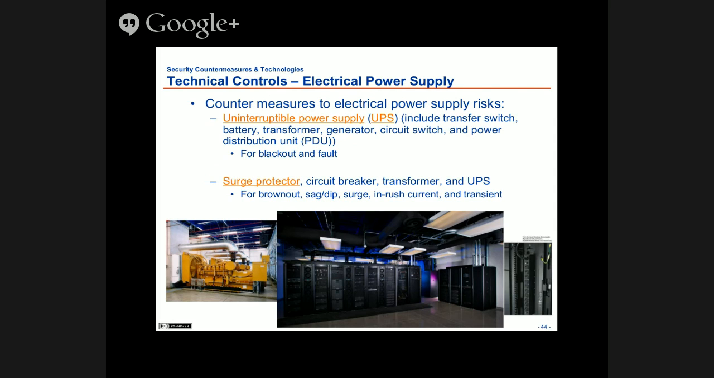This is surge protector, circuit breaker, transformer. This is for things like brownout, sag, dip, surge, inrush current, and transient. These are other items that you may need, and you need to understand how many of them you can actually afford as an organization.